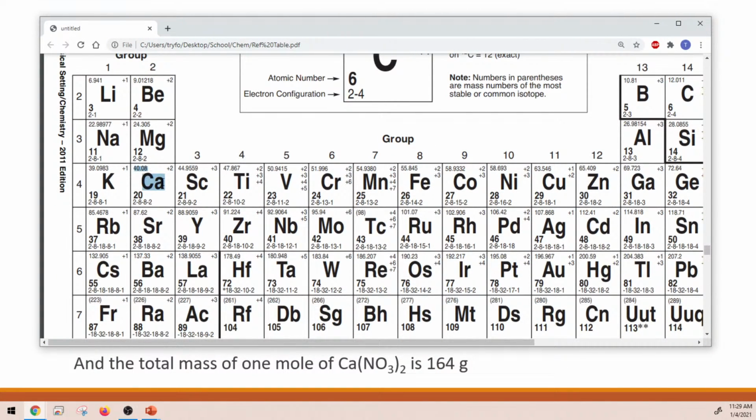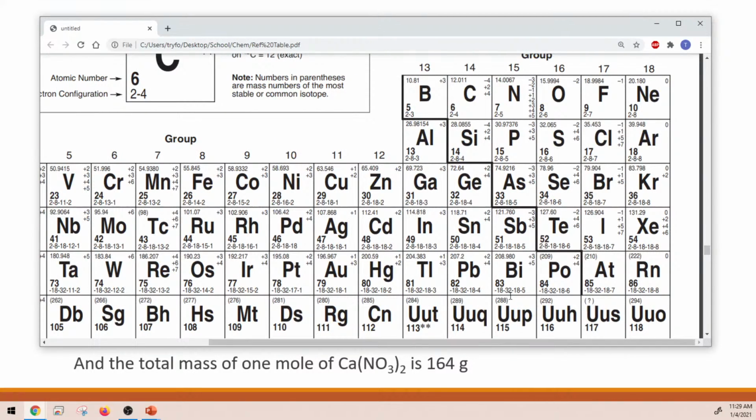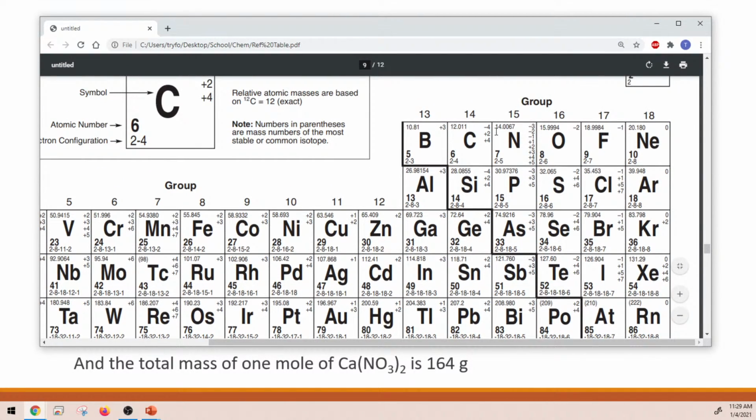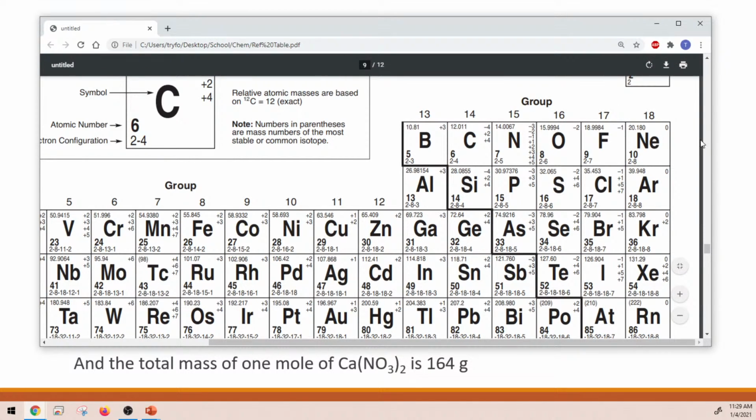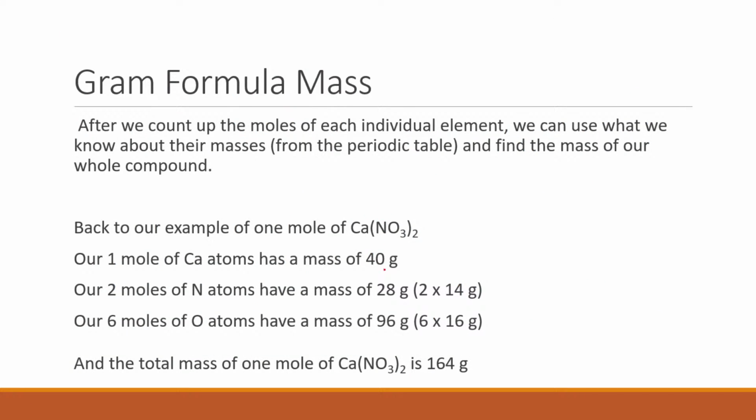Calcium is right here with a mass of 40.08. Rounding down to 40. Nitrogen, 14.0067, which we're going to keep at 14. And oxygen with its 15.999, which we're going to round up to 16. Right, so that's where our 40, 14, and 16 came from.